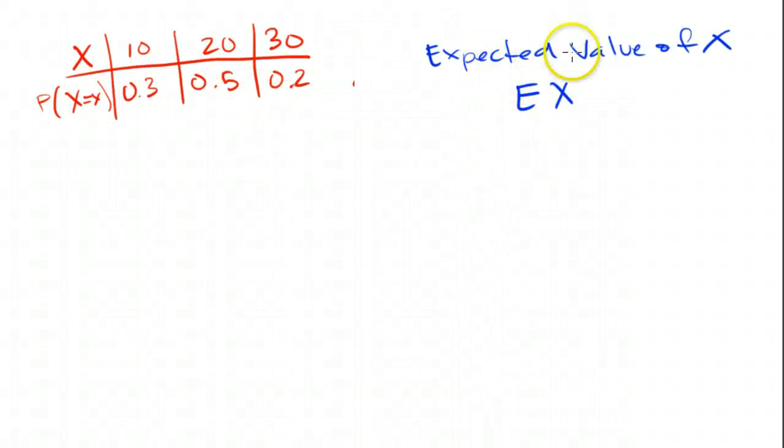So what we're going to calculate first is how to find the expected value of x, or as we write it, E[X], right? The E stands for expected value, and x is our random variable. So this is how we find the expected value of x.